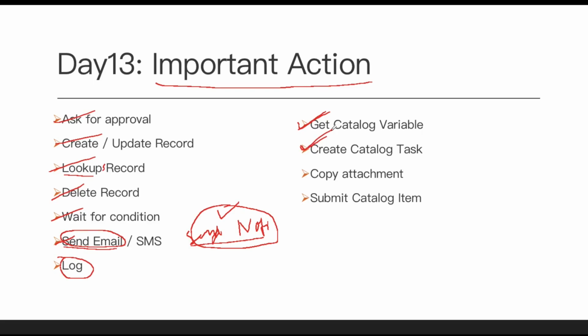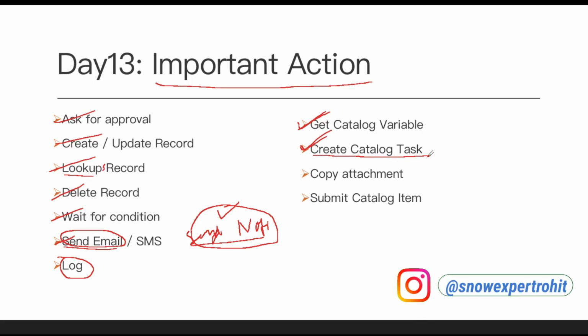Next, we have Create Catalog Task. With Create Catalog Task, we can generate a catalog task, like we have in the workflow, the activity called Catalog Task. Similarly, we have Create Catalog Task in the flow. With the help of that, we can create a catalog task. We can set the assignment group, assigned to and other field values, and we can even add the variables whatever we need.